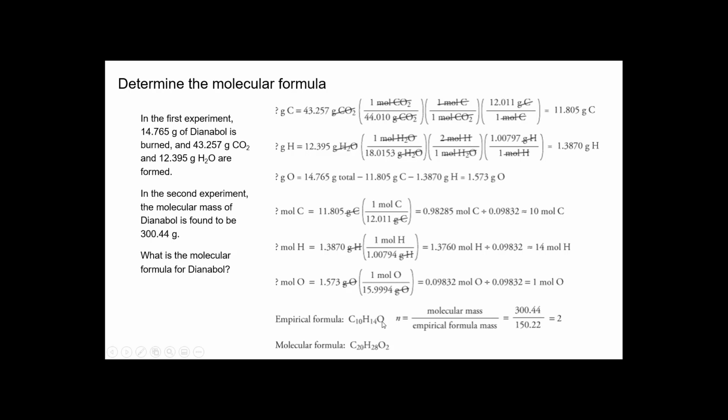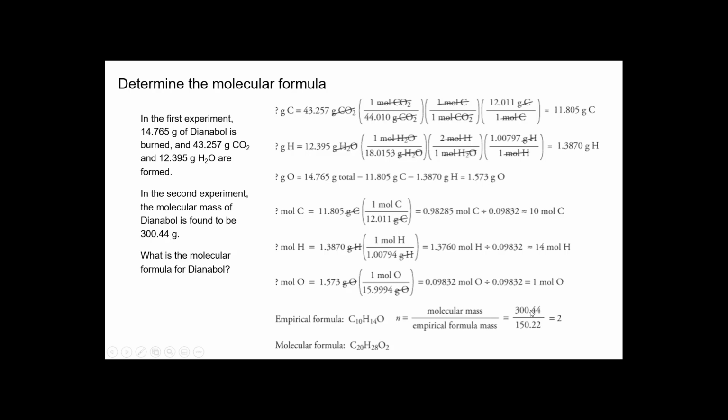Now there's one more step here. There's a formula that's given to give you the ratio, the multiplier is what they call it. And this N is the multiplier, which is what we need in order to determine the molecular formula. So we were given the molecular mass of Dianabol, which is 300.44 grams. So that's what they plugged in here. That's what this extra second experiment was used for, is to determine the molecular mass. We just don't know what the molecular formula looks like.